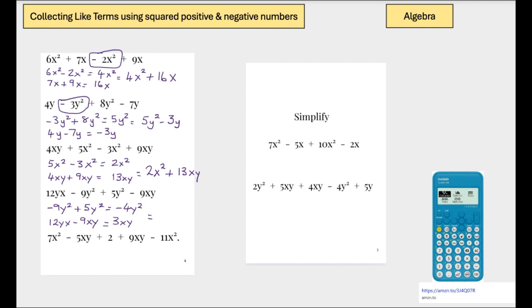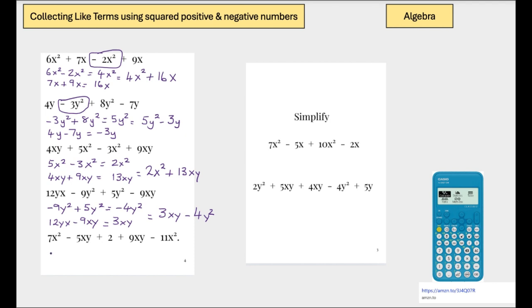We put it together. 3xy subtract 4y squared. Now, as you can see, this is not at the front, like I've encouraged you to do there. That's because it's a negative. So it looks a lot tidier like that. Next one. So, okay, so we've got 5 terms.